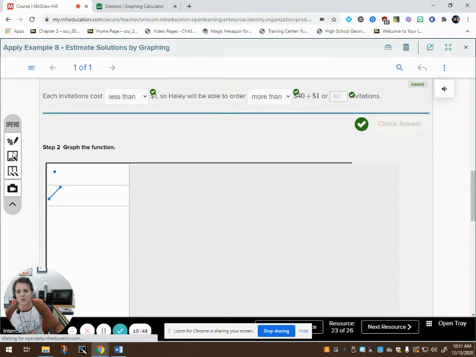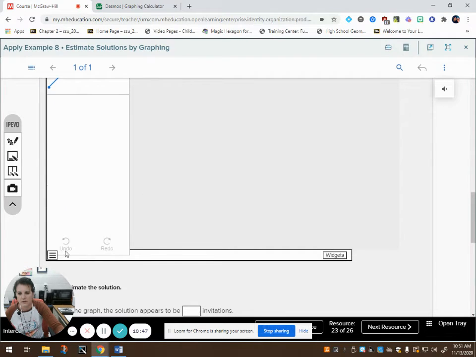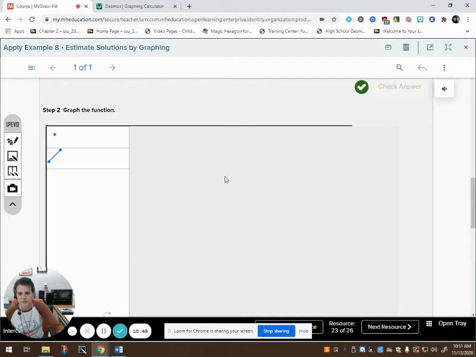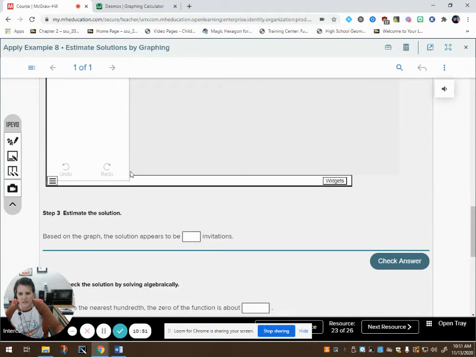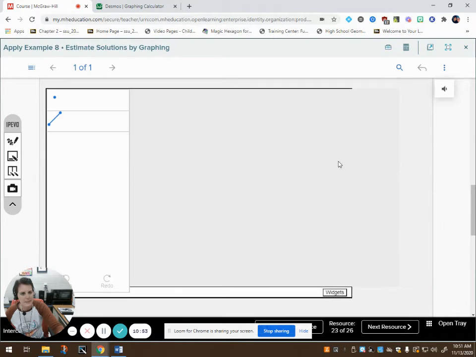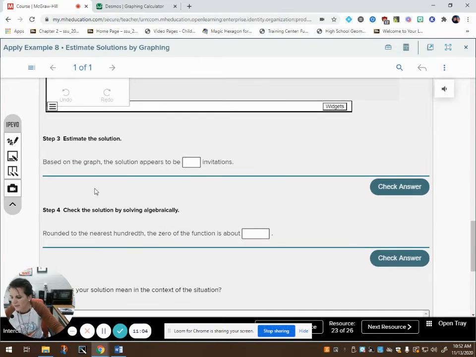All right, so next we're going to graph it. I don't know what this is. This is kind of weird looking. Maybe we won't graph it. Maybe we'll just pretend to graph it. Okay, so next what we can do then is estimate the solution.